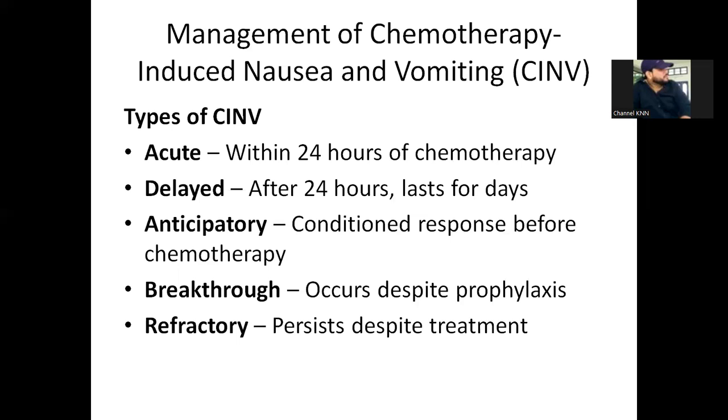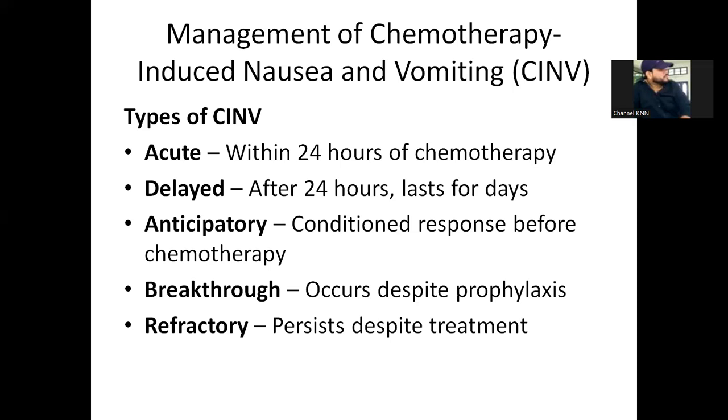The types of CINV are acute, delayed, anticipatory, breakthrough, and refractory. Acute means it occurs within 24 hours of chemotherapy, meaning after chemotherapy is performed, within 24 hours nausea and vomiting can be seen in the patient. Such type of nausea and vomiting is known as acute CINV. And the next one is delayed. Delayed means if the patient experiences this after 24 hours of chemotherapy, then it comes under delayed.